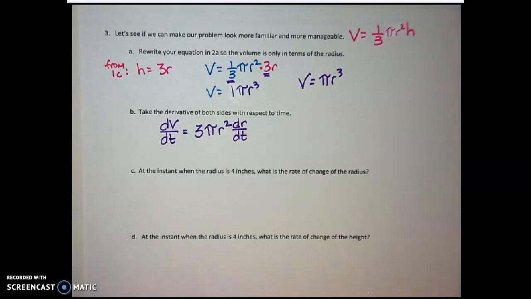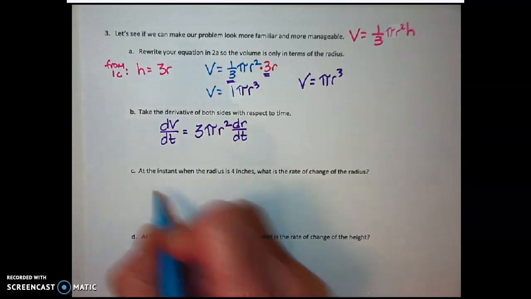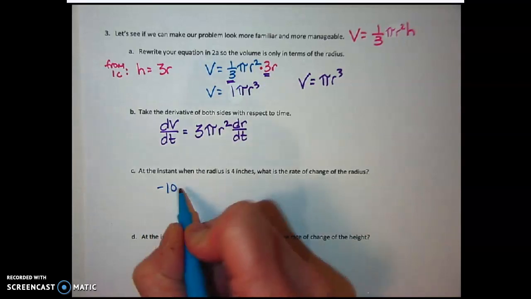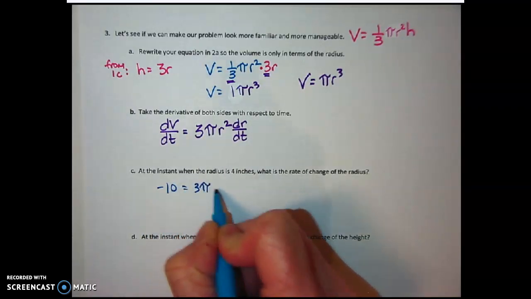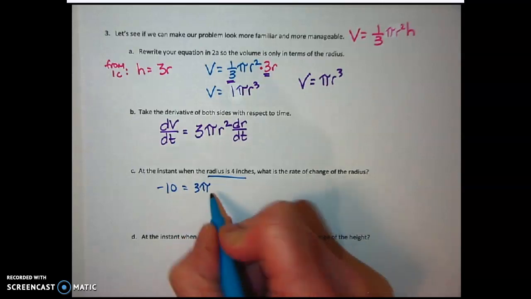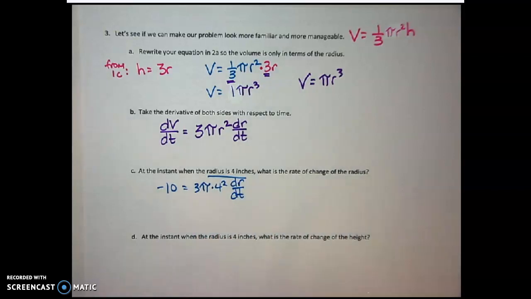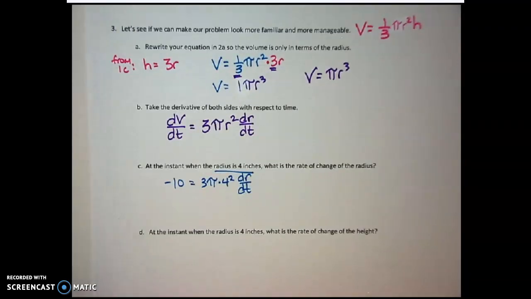So this is where we start to plug in everything that we know. If we look back at the very beginning of this problem, remember we wrote that our dV/dt equals negative 10 cubic inches per minute. So we can just plug that in. That's the rate that the water is flowing out. Equals 3 pi, and it's telling us right here that my radius is 4, so times 4 squared, dr/dt. The only variable we have left in that is the dr/dt. So go ahead and pause the video and solve that.